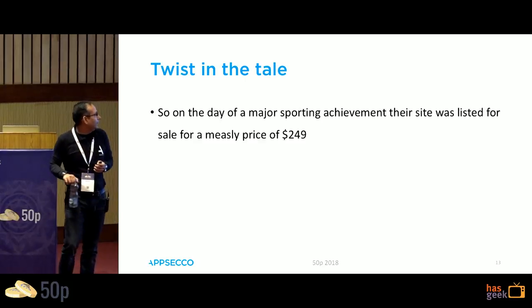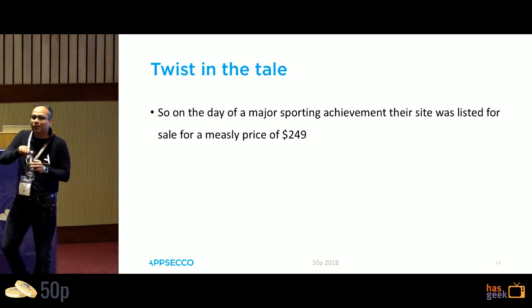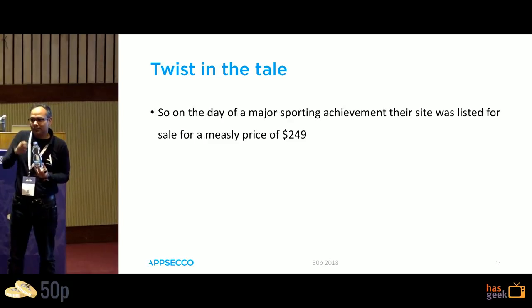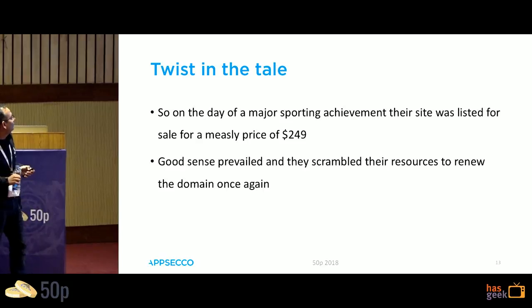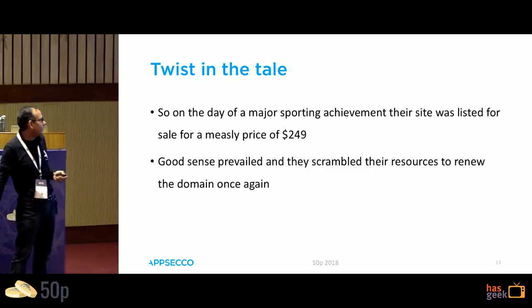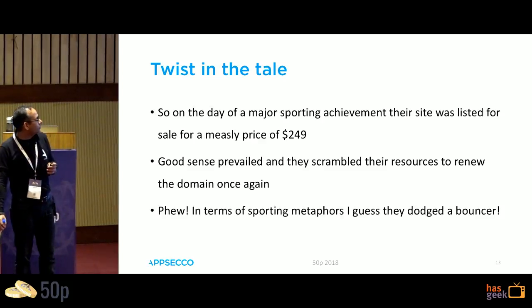So the twist is, one of the days, there was a major win, some achievement. The primary domain was listed for registration for $249. If you follow sports news, you would know which one, but good sense prevailed. It would have been extremely embarrassing if the domain had been bought by an attacker and cloned the website to show sports scores, but with maybe malware filled ads or something. In sporting metaphors, I think they dodged the bouncer.